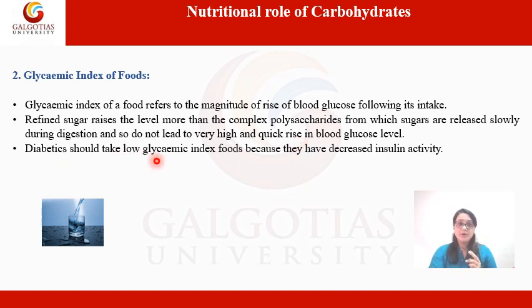Diabetics should take low glycemic index foods because they have decreased insulin activity. Now decreased insulin activity can cause increased amount of diabetic attacks or maybe increased blood sugar level in the body, leading to uncontrolled diabetes.